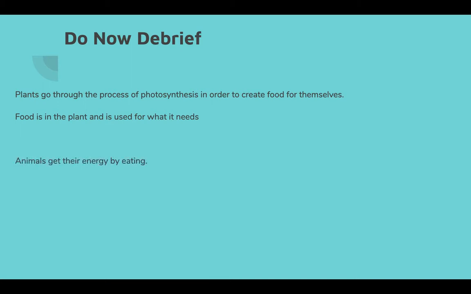Now, for number two, animals get their energy by eating. And we're going to talk more about this today. But they need to eat because, unlike plants, they are not able to use that energy from the sun.